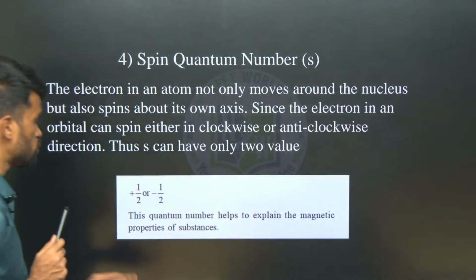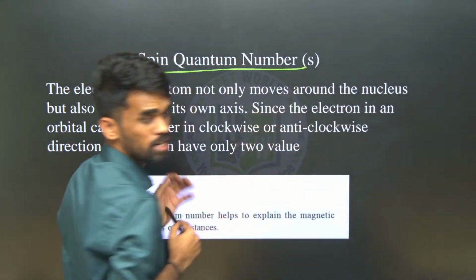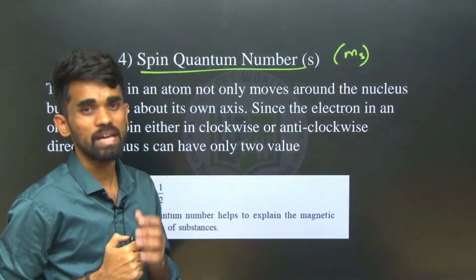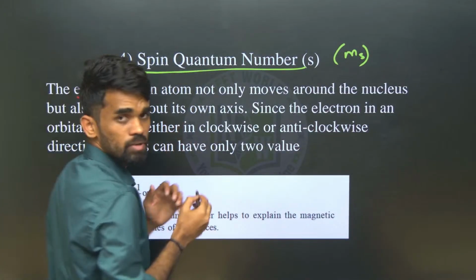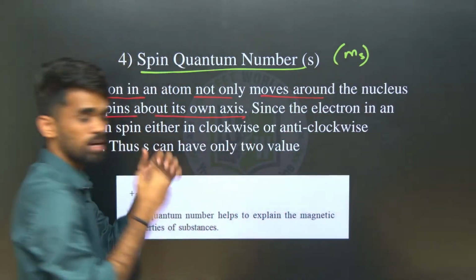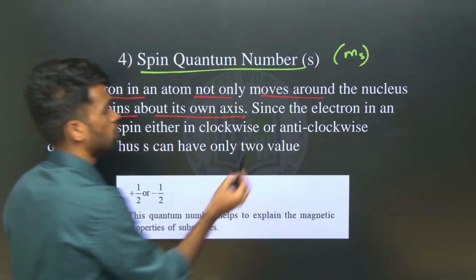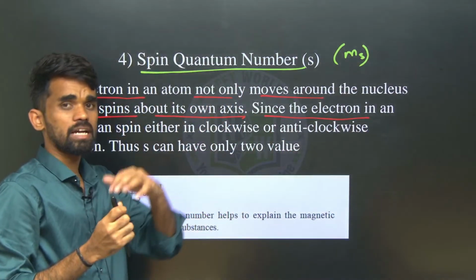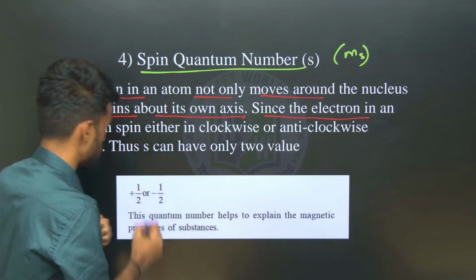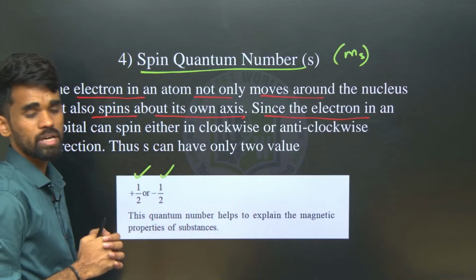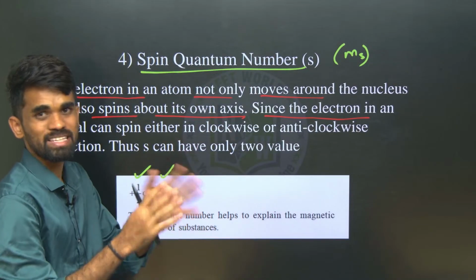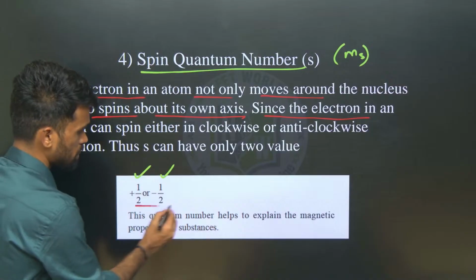Okay, next, the fourth quantum number we have is the spin quantum number, given as s or ms. So what does it say? It says the spin of the electron. See, an electron in an atom not only moves around the nucleus but also spins about its own axis. Since an electron can have a clockwise spin or an anti-clockwise spin, you can say plus half and minus half. If clockwise is plus half then anti-clockwise should be minus half, or vice versa, you can take. So this is the fourth quantum number.